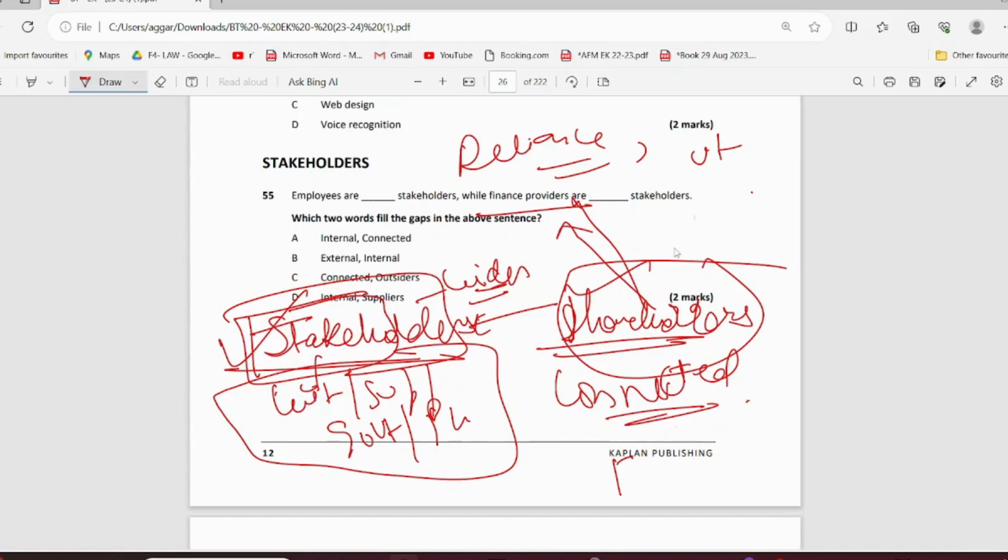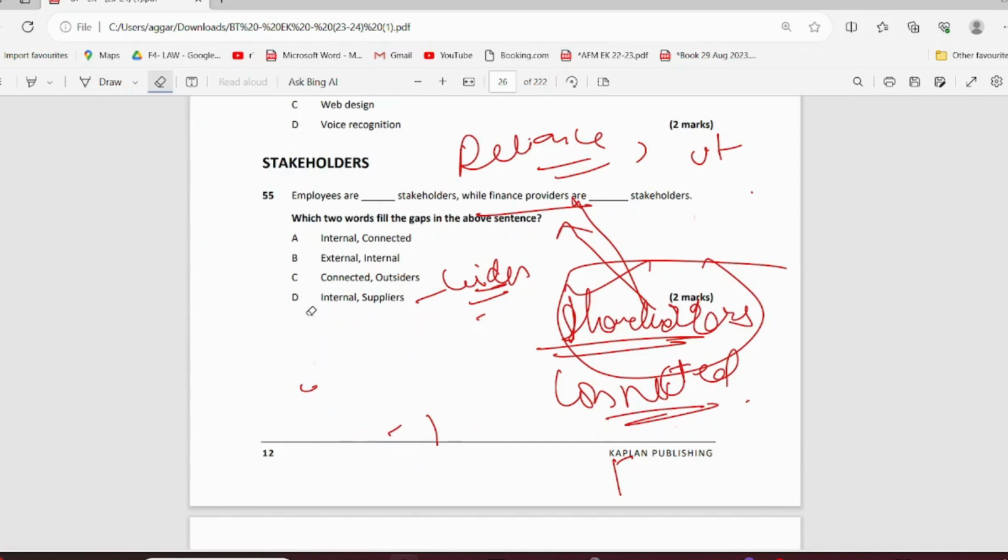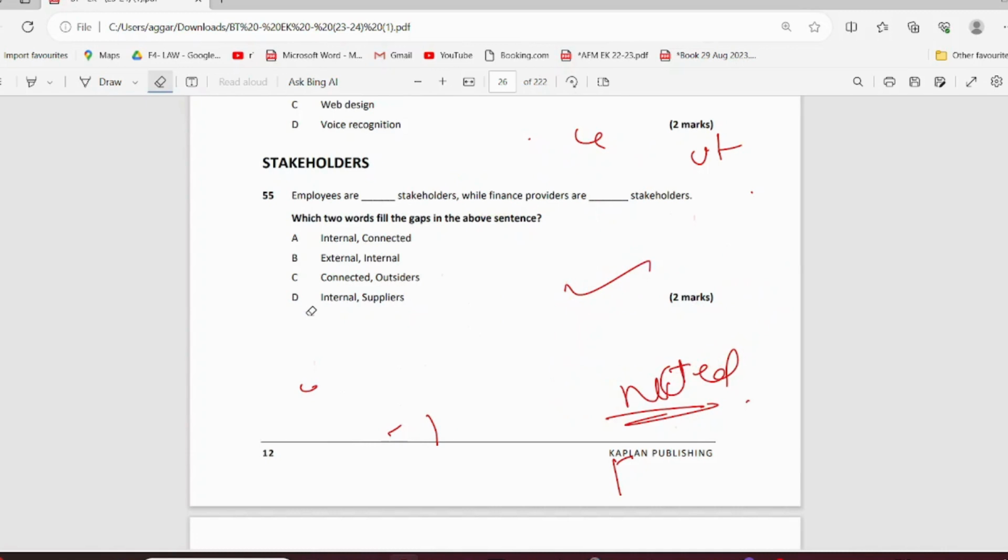Or for example, if I'm the government, then I am not a shareholder for sure, but I'm a stakeholder because I'm impacted by the rules and regulations. I will be impacting their taxation as well. So that is the reason I'm a stakeholder and not a shareholder. I hope by this you are able to get a clear-cut picture of the difference between stakeholders and shareholders. So let's move forward to the question now.